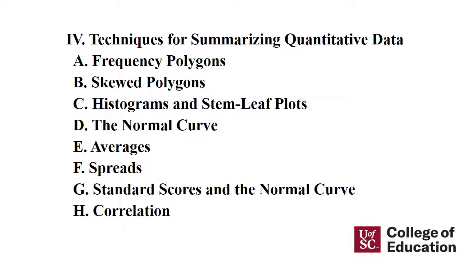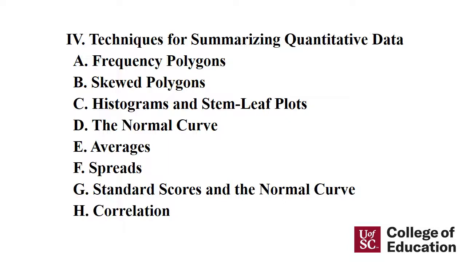E. Averages. There are several measures of central tendency, averages, that are used to summarize quantitative data. The two most common are the mean and the median. The mean of a distribution is determined by adding up all of the scores and dividing the sum by the total number of scores. The median of a distribution marks the point above and below which half of the scores in the distribution lie. The mode is the most frequent score in a distribution.